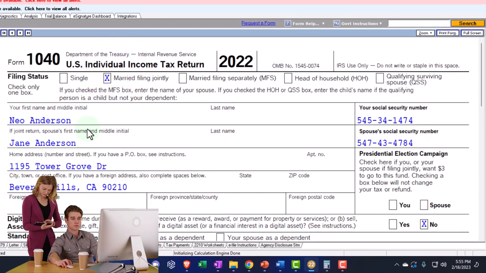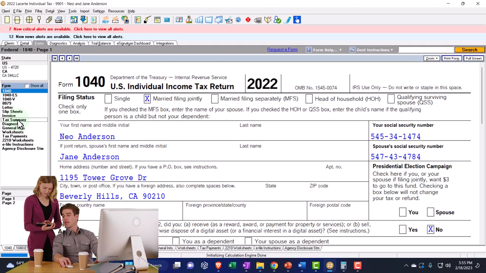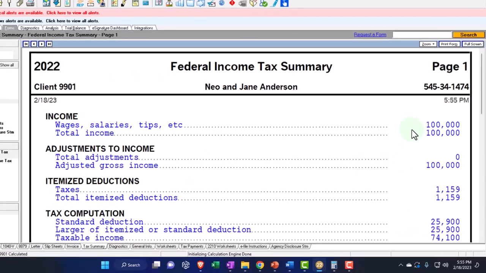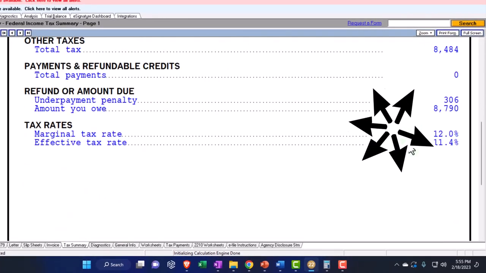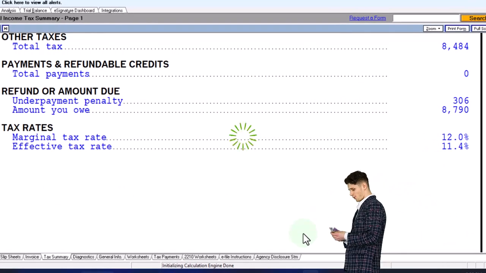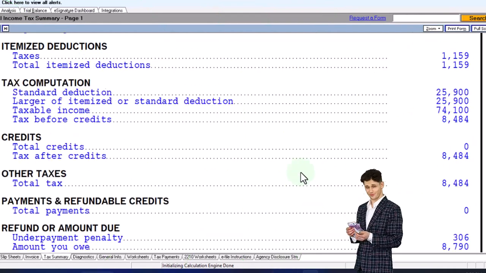And so now we've got two individuals. And if I go to my tax summary, we've got the same 100,000. So I didn't change the income, but now we have two people involved. And you can see there's a drastic change in the tax and therefore the marginal and effective tax rate. So if I go back on over, I can say, okay, what happened?